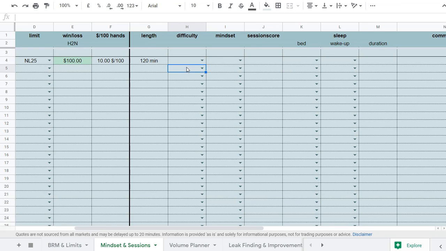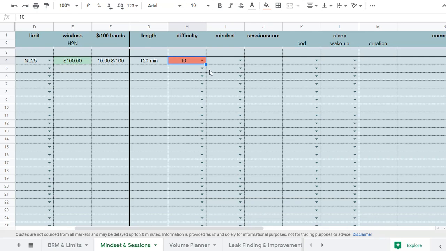in terms of mindset. The difficulty score is a value between 1 and 10, where 1 is that was a very easy session, perhaps constantly being dealt premiums, constantly flopping well and making big hands, not being sucked out on. Whereas 10 is that was a very difficult session, we were perhaps card dead, running bad, getting cooled.